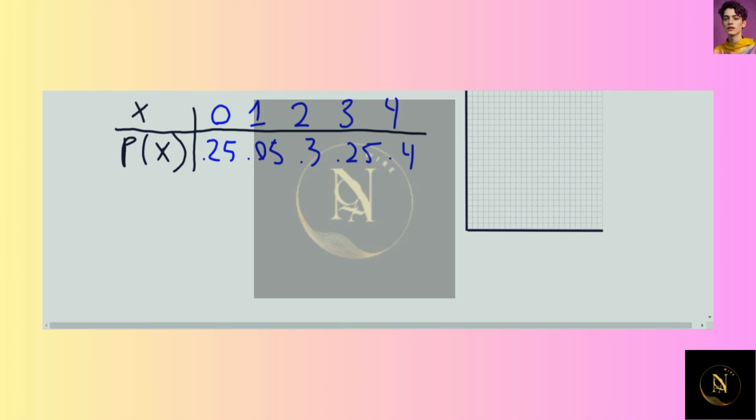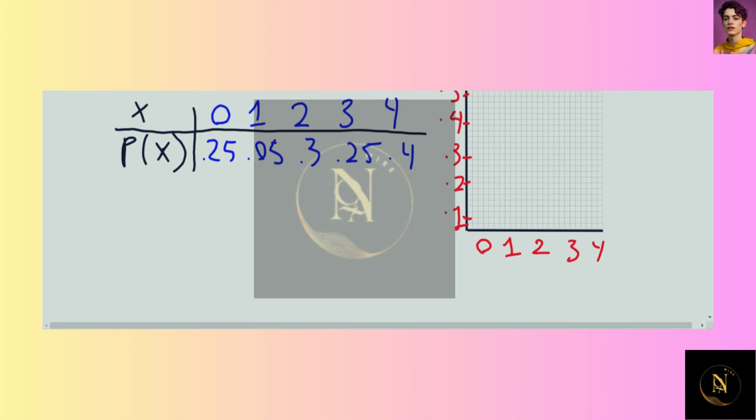Our x values are, again, 0, 1, 2, 3, and 4. And our p of x values, our largest one is 0.4, so we'll do 0.5 up here, 0.4, 0.3, 0.2, and 0.1. And we'll add our dash marks in.